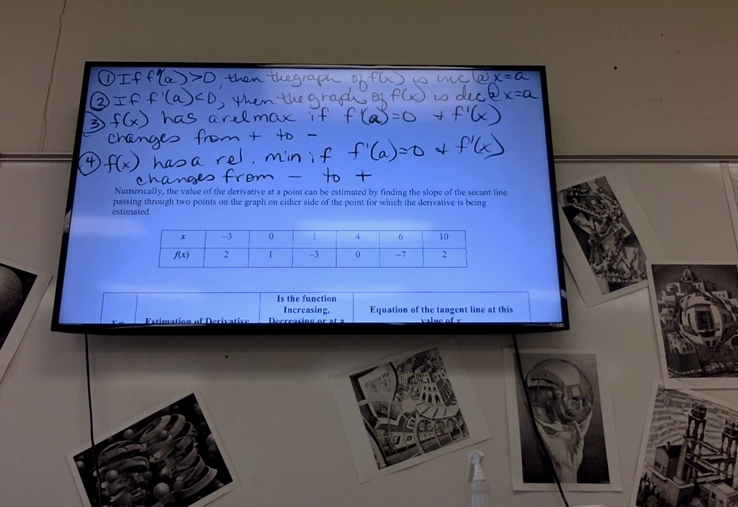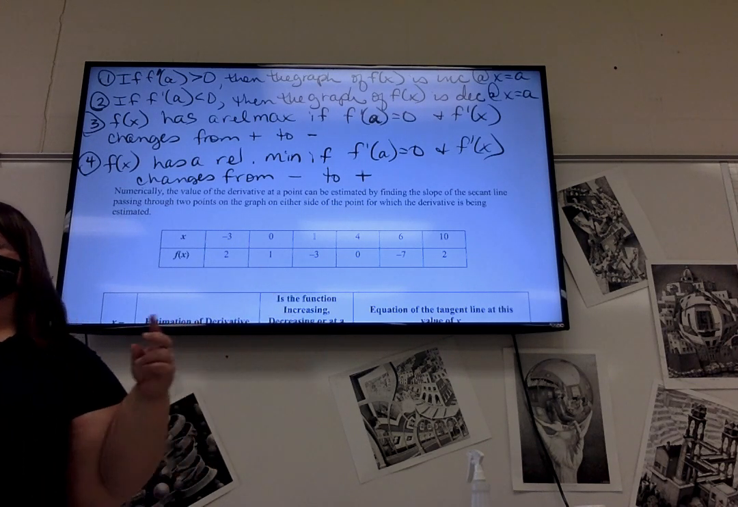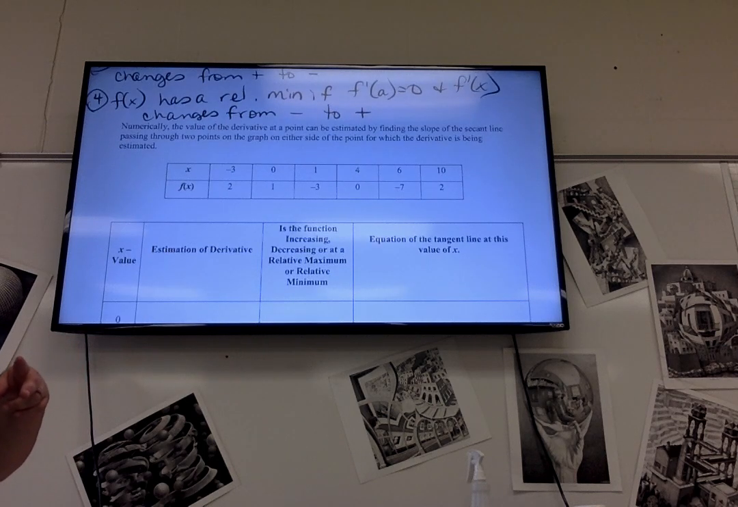Okay, so in calculus, you have to do things four different ways. You have to be able to do them graphically, which we just did. Table. You have to be able to do it numerically, which is a table.